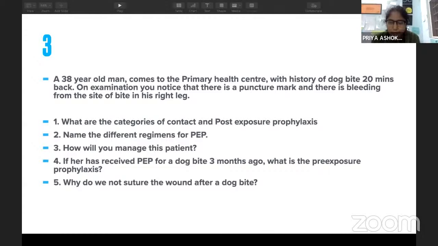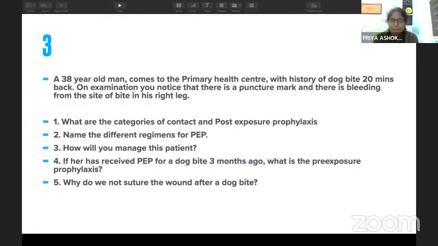Name the different regimens of post-exposure prophylaxis. There are intradermal and intramuscular regimens. Intradermal is the Thai Red Cross regimen. Correct. And intramuscular is the standard WHO regimen. There are two of them, you have to name them. I don't remember the names. Okay, no worries. Next one.